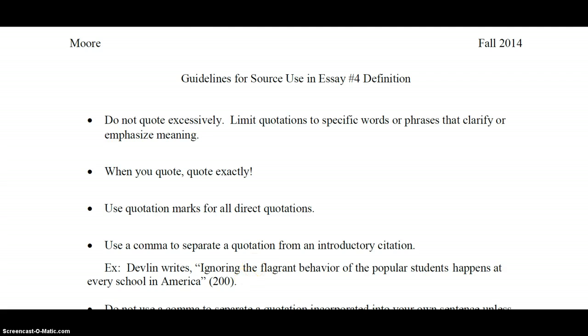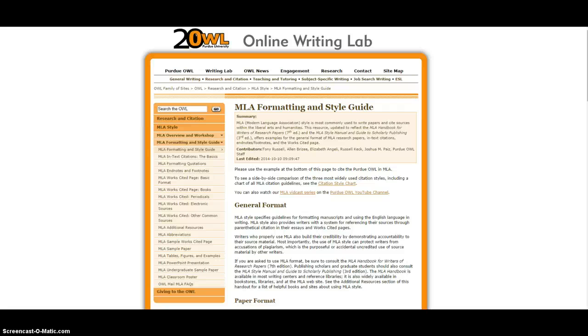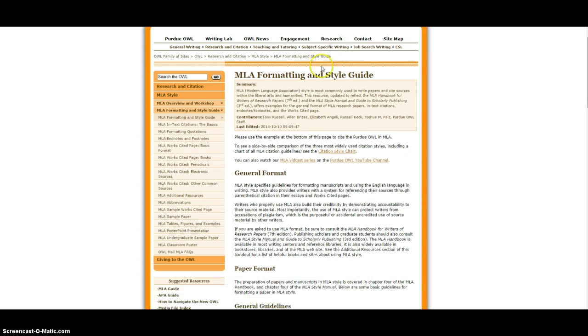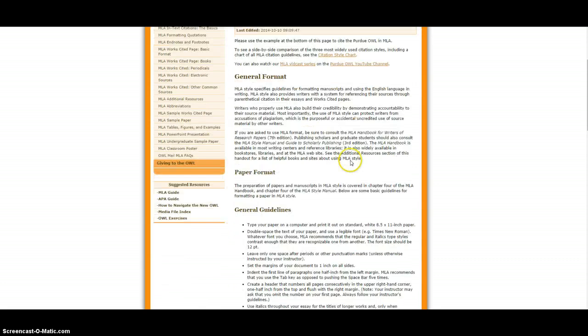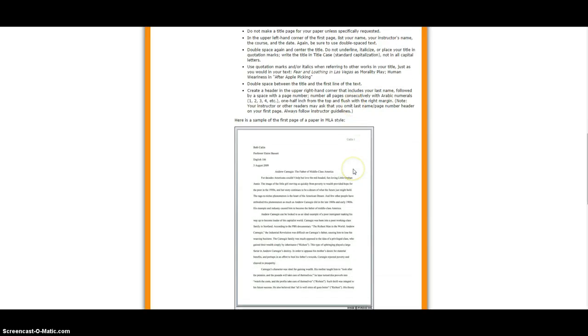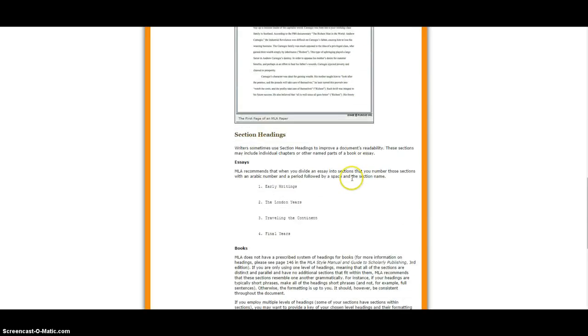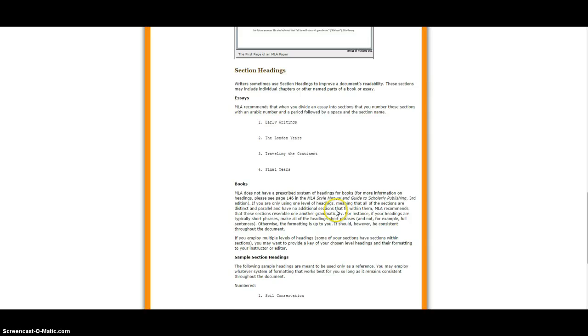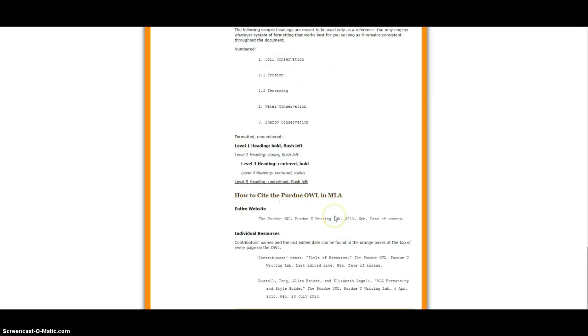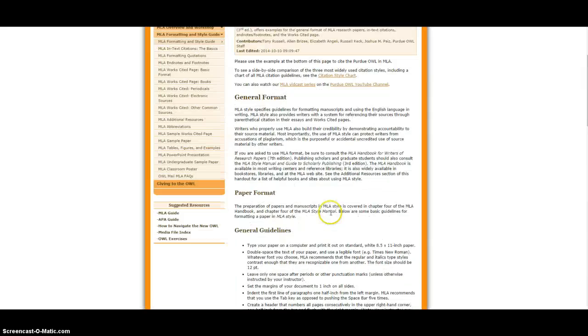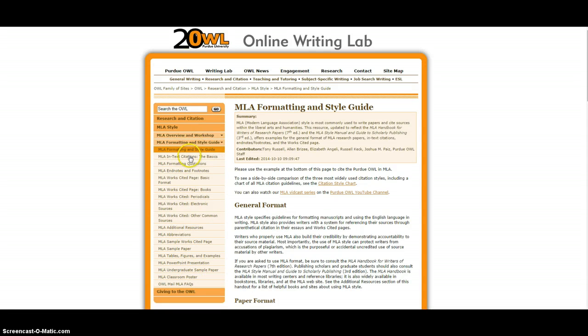I did want to just show you what the Purdue OWL website looked like here at the end of this video. So when you go to the Purdue OWL website and you click on MLA Guide, which I believe is where my link will lead you, this will just kind of explain what MLA format looks like. Here's what a MLA paper looks like, all that good stuff. And then over here on the tabs, you'll see lots of great information.